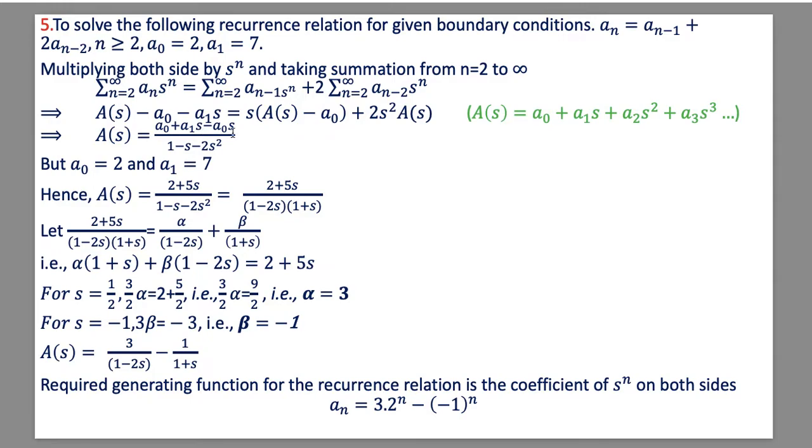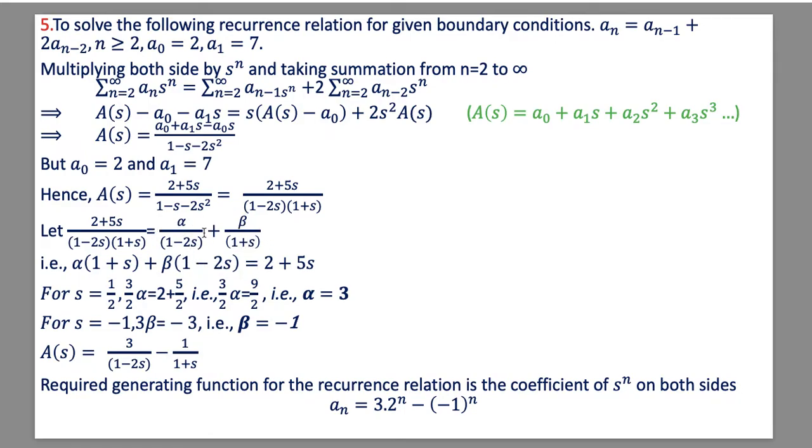7s minus 2s, so this is 5s. Here it is 1 minus s minus 2s square. Factorize it: 1 minus 2s into 1 plus s. So we will decompose it into partial fractions, alpha upon first factor plus beta upon second factor, and we will write it as alpha into 1 plus s plus beta into 1 minus 2s equal to 2 plus 5s, because the LCM is 1 minus 2s into 1 plus s.